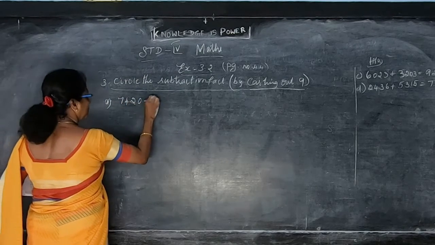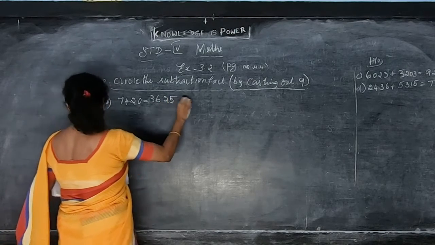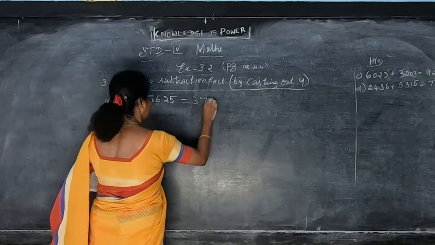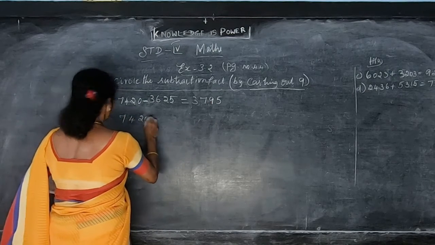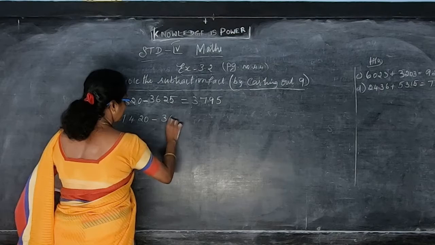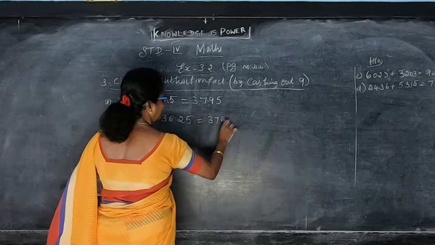So a sum: 7420 minus this, 3625, is equal to. So take down and write 7420 minus 3625 is equal to 3795.